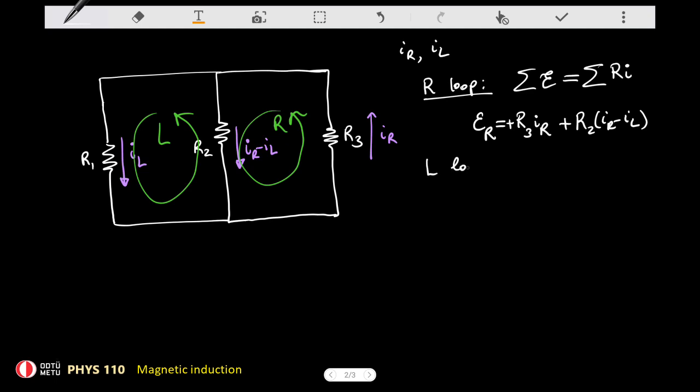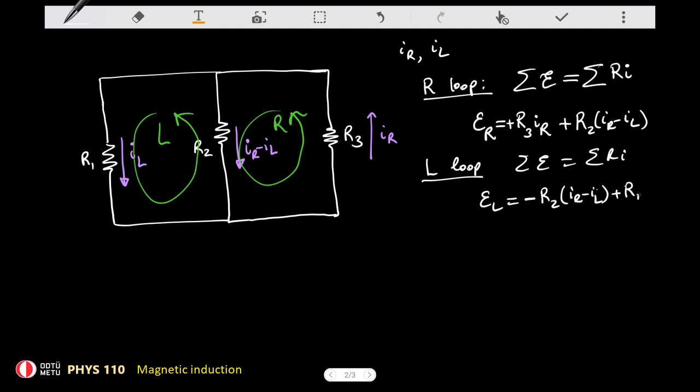So let's write down the same thing for the left loop. This is the loop rule. Again, there's a sum over the EMFs, which is the thing that I don't know. And when I'm going around the loop, on R2, I'm moving opposite to the arrow that I have used to express the current. So I have a minus sign in here. It's minus R2 times IR minus IL. And on R1, I'm moving in the same direction, so this term has a positive sign.